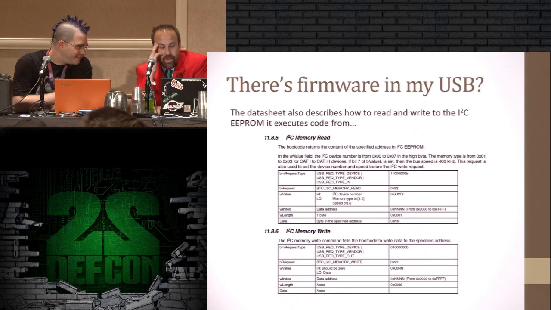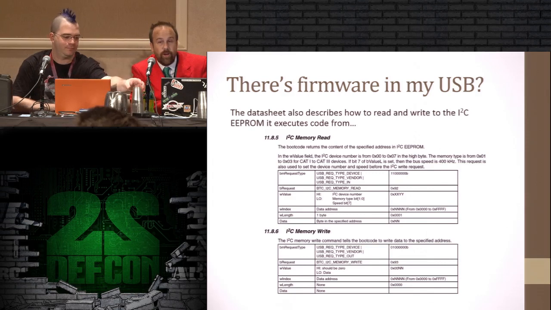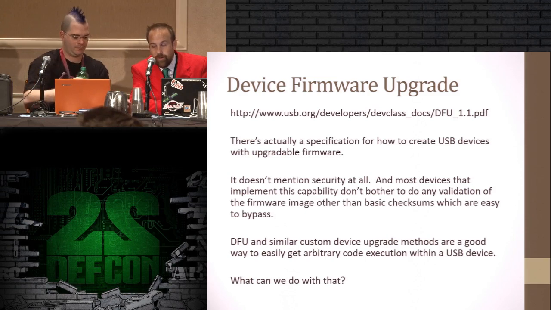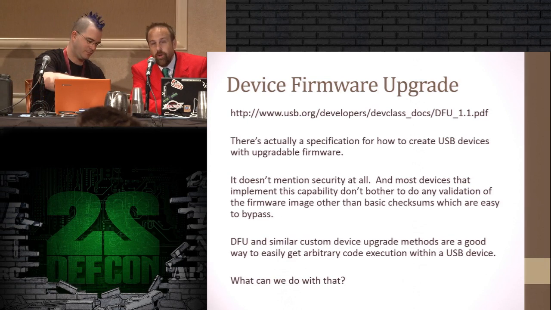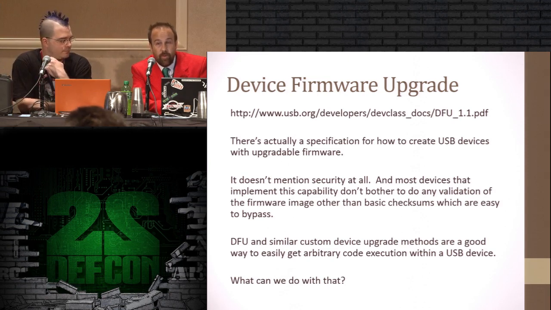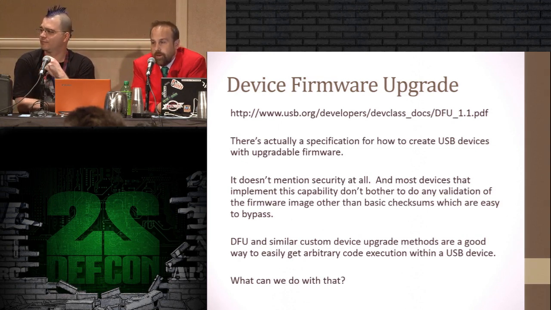there actually is a device firmware update specification, and the original version was released in 1999. It talks about how to create devices with upgradable firmware, and they go into all kinds of detail about what to do, but they don't actually mention security at all. There's no mention of how to actually protect the firmware in all of these devices. They do describe having a simple checksum, which is possibly useful for integrity, but if you have somebody who's actually creating a malicious payload, that's completely bypassable.